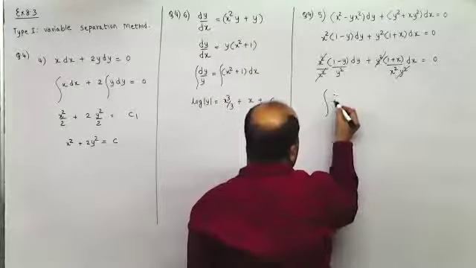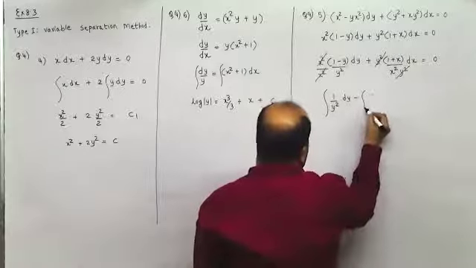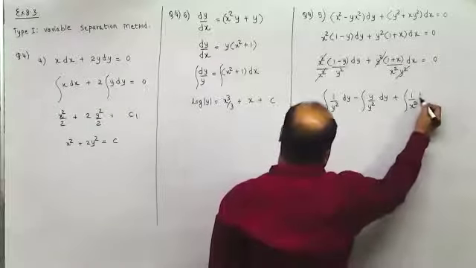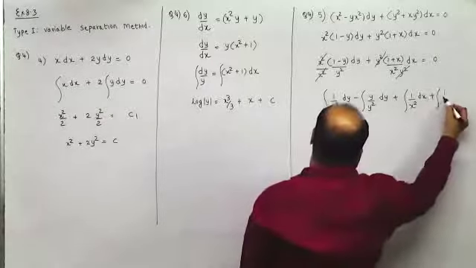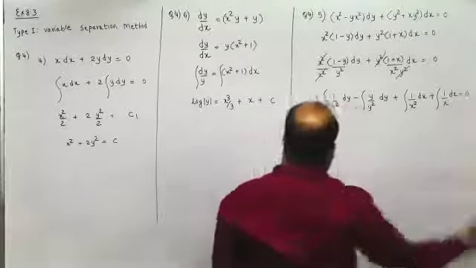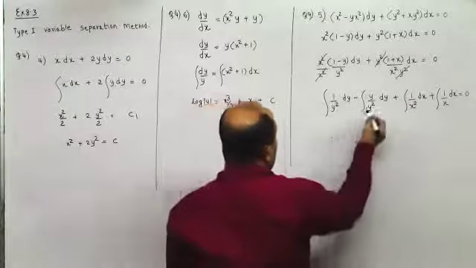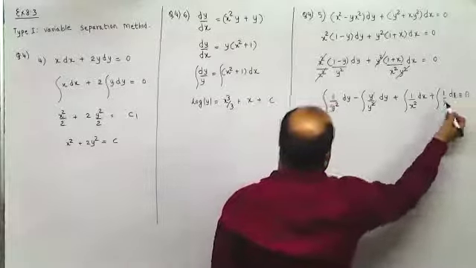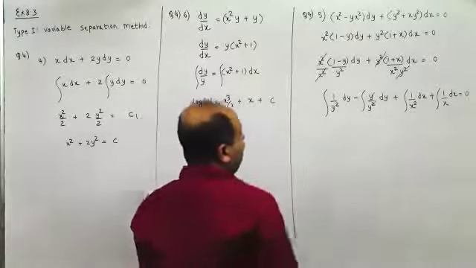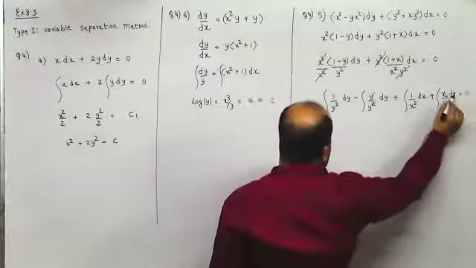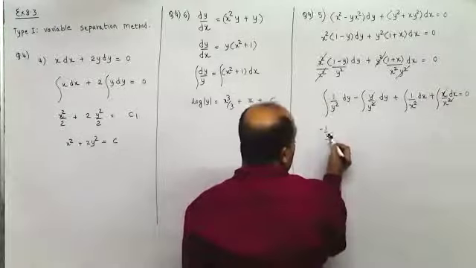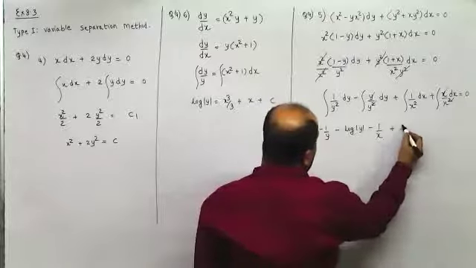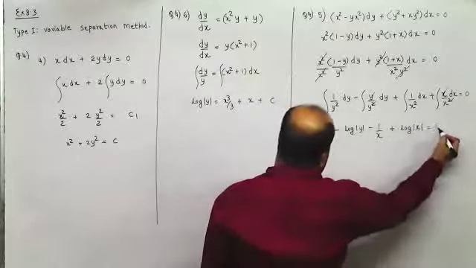So integrate it. You get 1 upon y square dy minus y upon y square dy. And here you get plus 1 upon x square dx plus x upon x square, so it is 1 upon x dx, equal to integration of 0. Now 1 upon y square is minus 1 upon y. Here this is log y. Here this is minus 1 by x plus log x equal to constant.